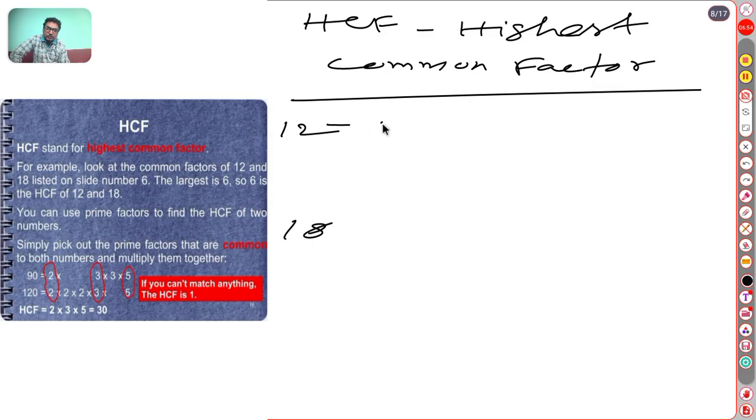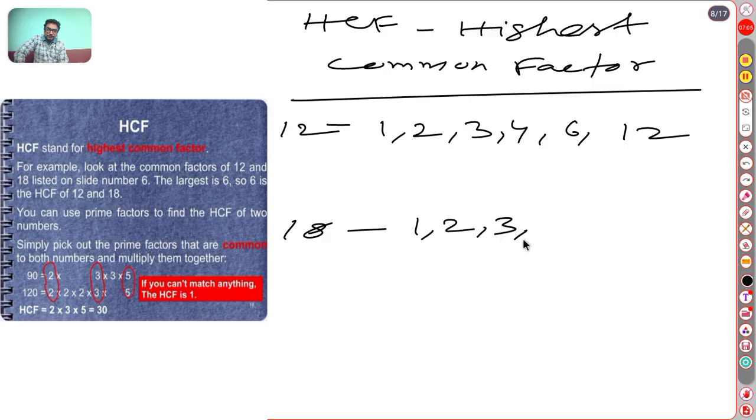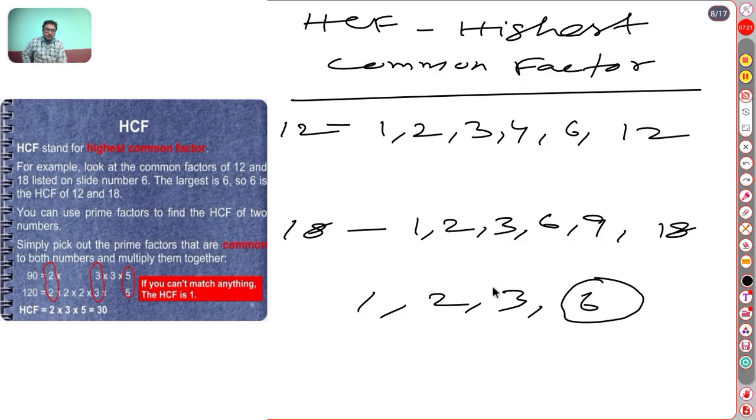The factors of 12 are, we know, 1, 2, 3, 4, 6 and 12, and the factors of 18 are 1, 2, 3, 6, 9 and 18. Here all the common factors of 12 and 18 are 1, 2, 3 and 6. Among them the highest is 6. So HCF of 12 and 18 is equal to 6.